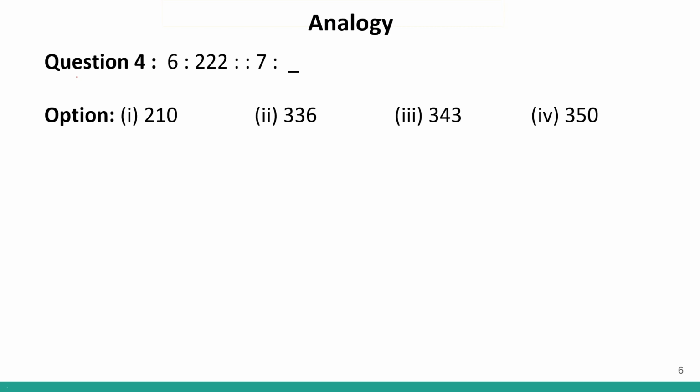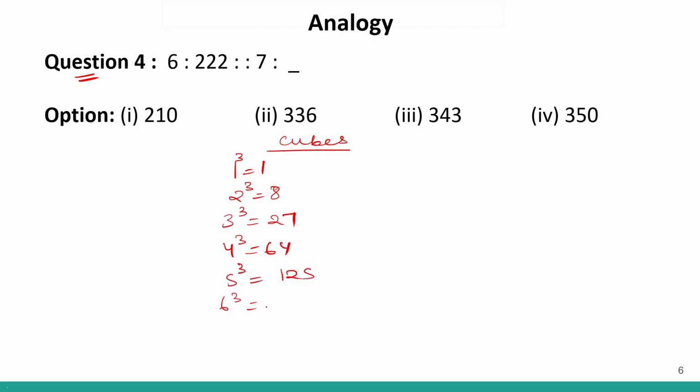Clear? Question number 4. We have 6, 2, 2, 2 and 7 and then we have to find the missing element. So if you remember cubes, let us discuss cubes, okay? 1 cube is 1. 2 cube is 8. 3 cube, 27. 4 cube, 64. 5 cube, 125. 6 cube, 216. 7 cube, 343. 8 cube, 512. Correct? 9 cube, 729. 10 cube is 1000. Correct?